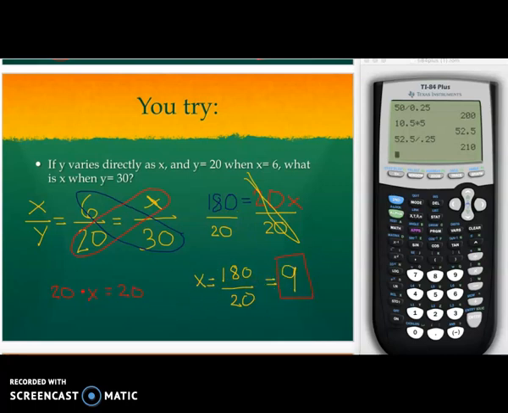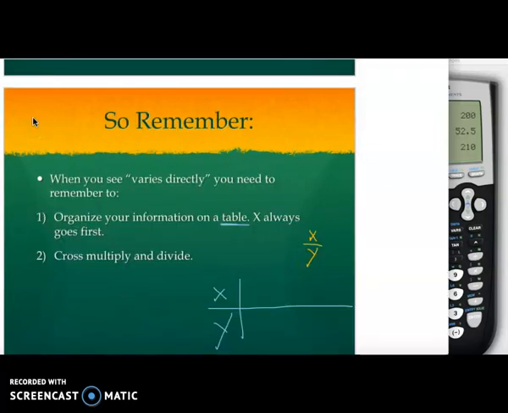That's it. The very last couple things to remember to wrap up this lesson. When you see varies directly, you need to remember that the first thing you do is organize your information on a table or on a proportion, okay? X is always on top no matter what, for a proportion or for a table. The next step you do is cross multiply, divide, and then you find your missing variable.